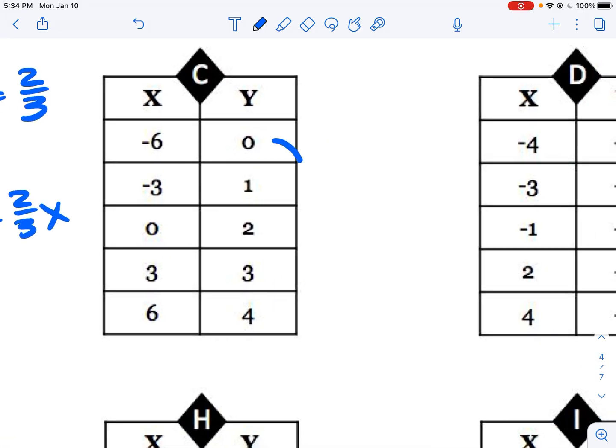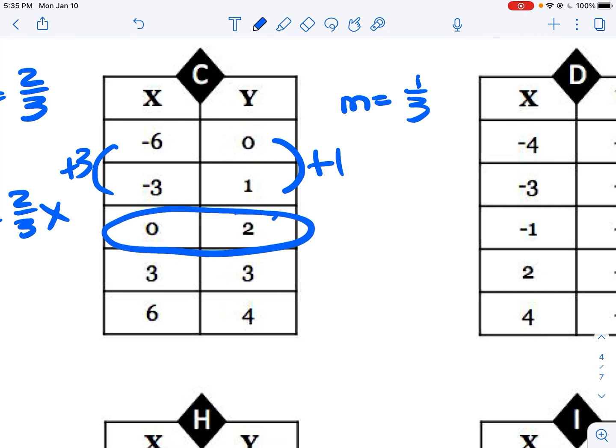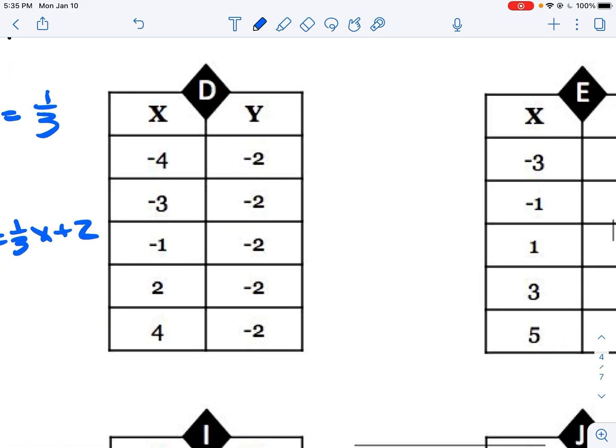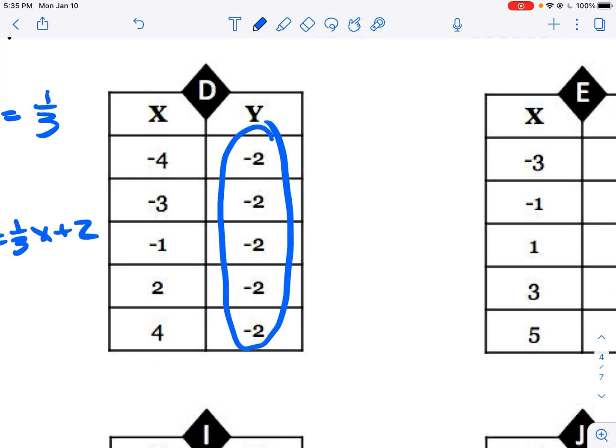This next one, it went up by 1. This one went up by 3. So my slope on this is going to be 1/3. Y-intercept is right here. So my equation is 1/3 x plus 2. All of the y values are exactly the same. Y equals negative 2.